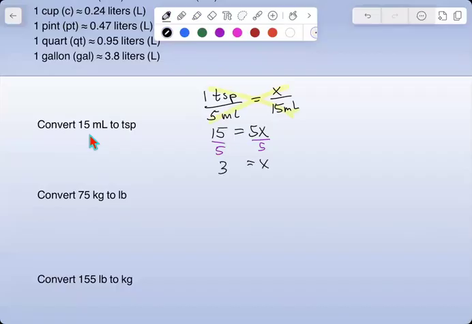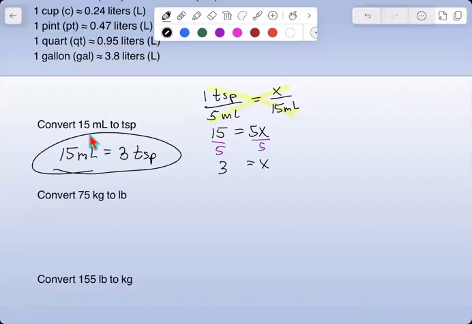Now, we should always write our answer with the units attached to it. Please look at your homework instructions. Sometimes they want it typed in, sometimes they don't. But we know that 15 milliliters is equal to 3 teaspoons. So that's that one.